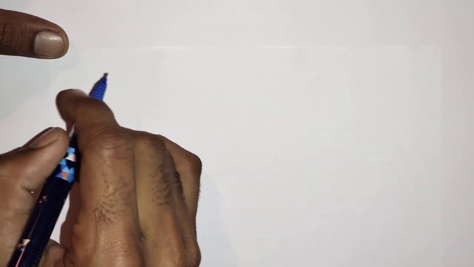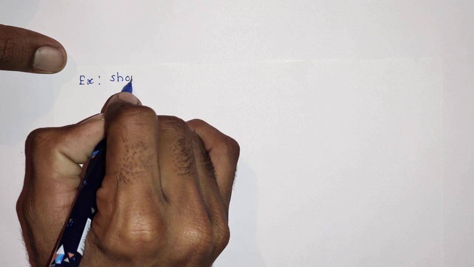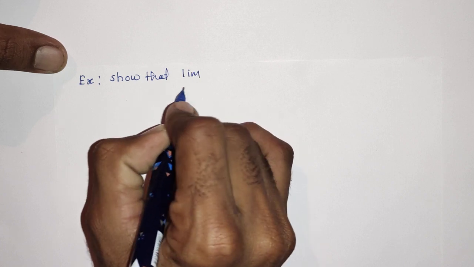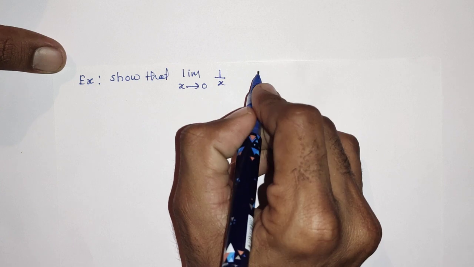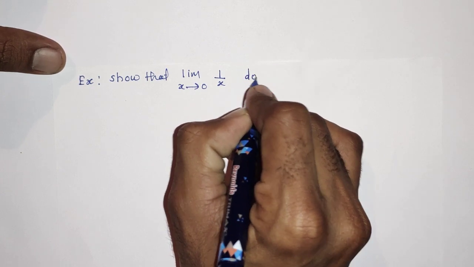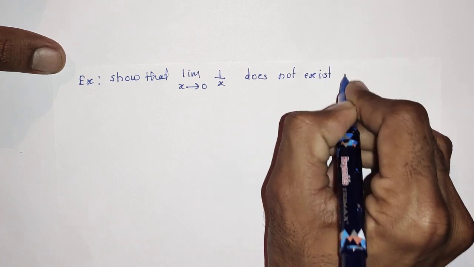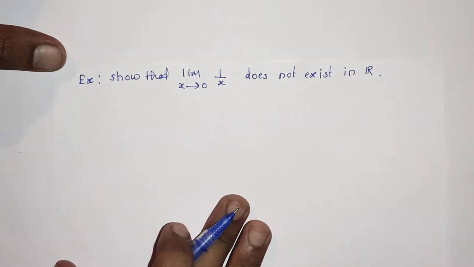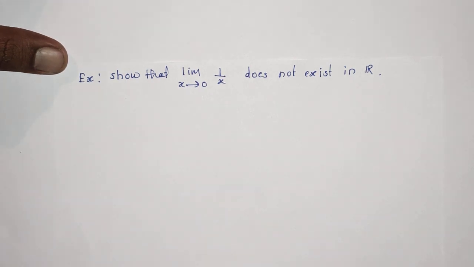So the first example is: show that the limit as x tends to 0 of 1 upon x does not exist in R. We have seen the divergence criteria.